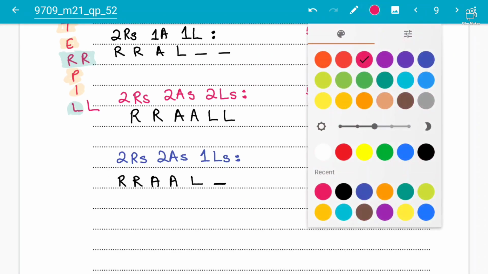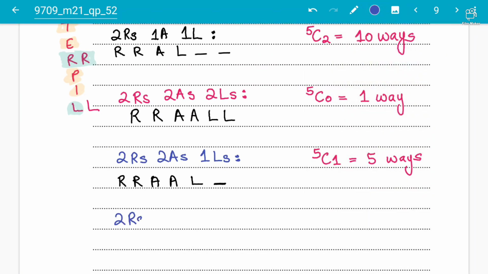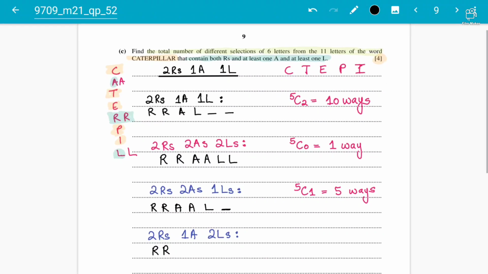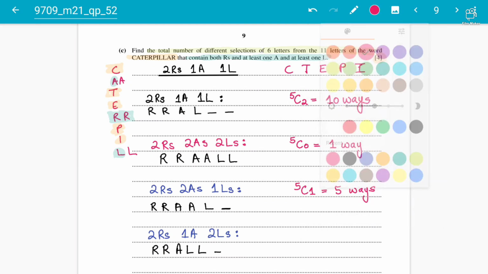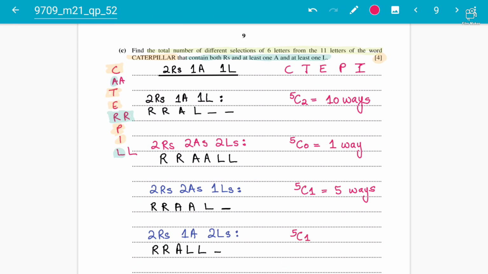And similarly, only one more requirement is possible, that 2 R's, 1 A and 2 L's, you take both of the L's. So that's how you can get it again, because the question says both R's need to be taken, but A and L you can choose. So R, 1 A, both L's and then one left, so again it will be 5C1 for the requirement that any of the C, T, E, P, I you can choose any one from them. So it will be 5C1 again, 5 ways.